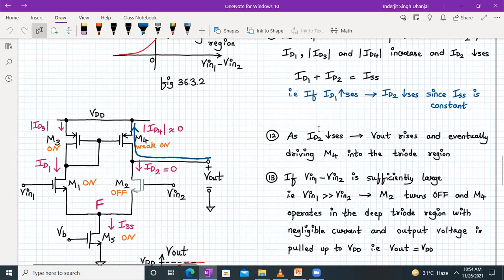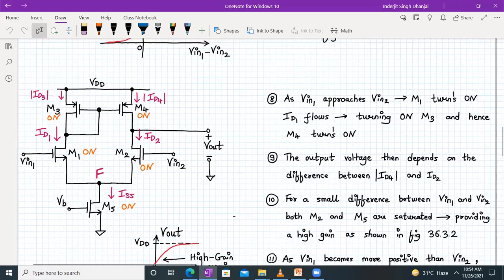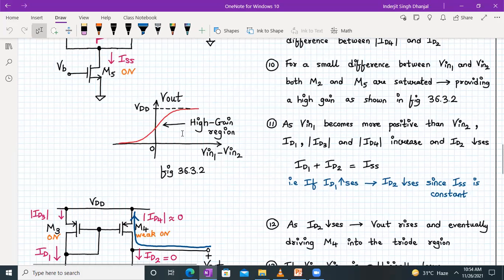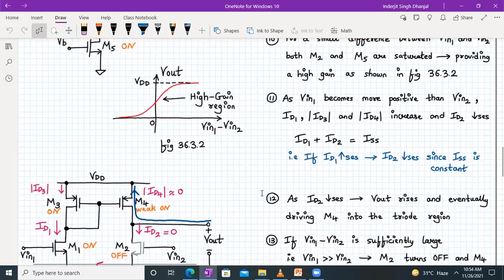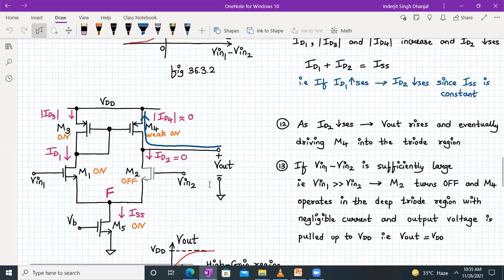So as your ID2 reduces, your Vout rises, right? Your ID2 is reducing, your Vout will rise, as you can see over here very clearly. And eventually it will drive M4 into triode region, because your ID2 is reducing, right? So if ID2 is reducing, your ID4 is also reducing, because M2 and M4 are connected in series. So now, that will drive M4 into triode region.